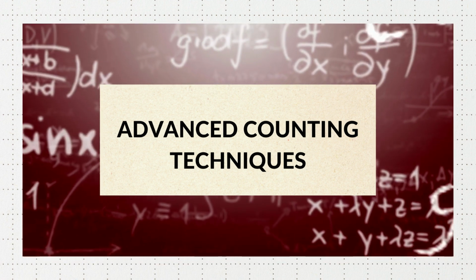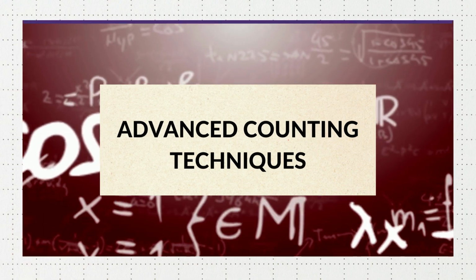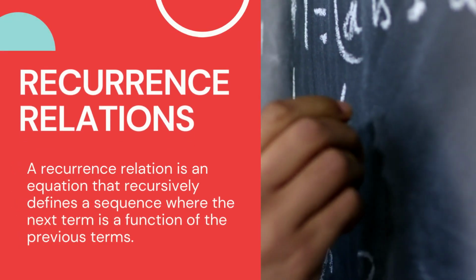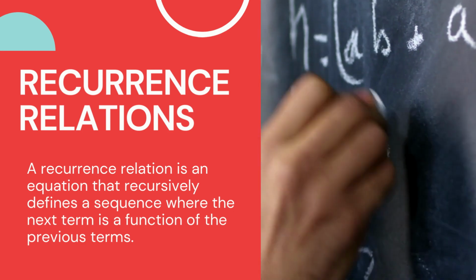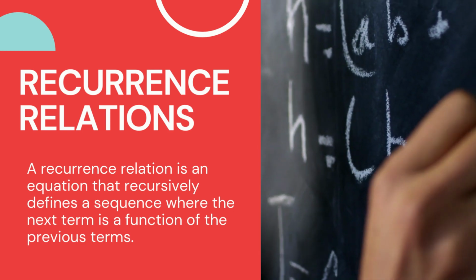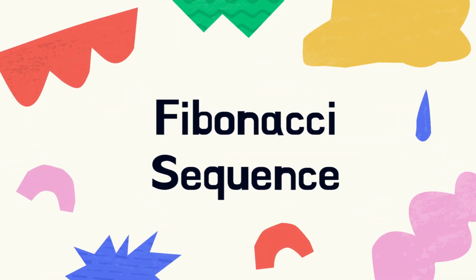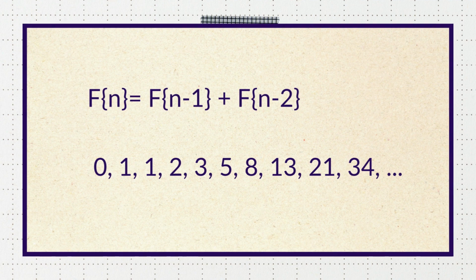In this video, I am going to talk about advanced counting techniques. A recurrence relation is an equation that recursively defines a sequence where the next term is a function of the previous term. One example is the Fibonacci sequence. Look at this sequence. We can see that the sum of the previous two terms forms the next term.